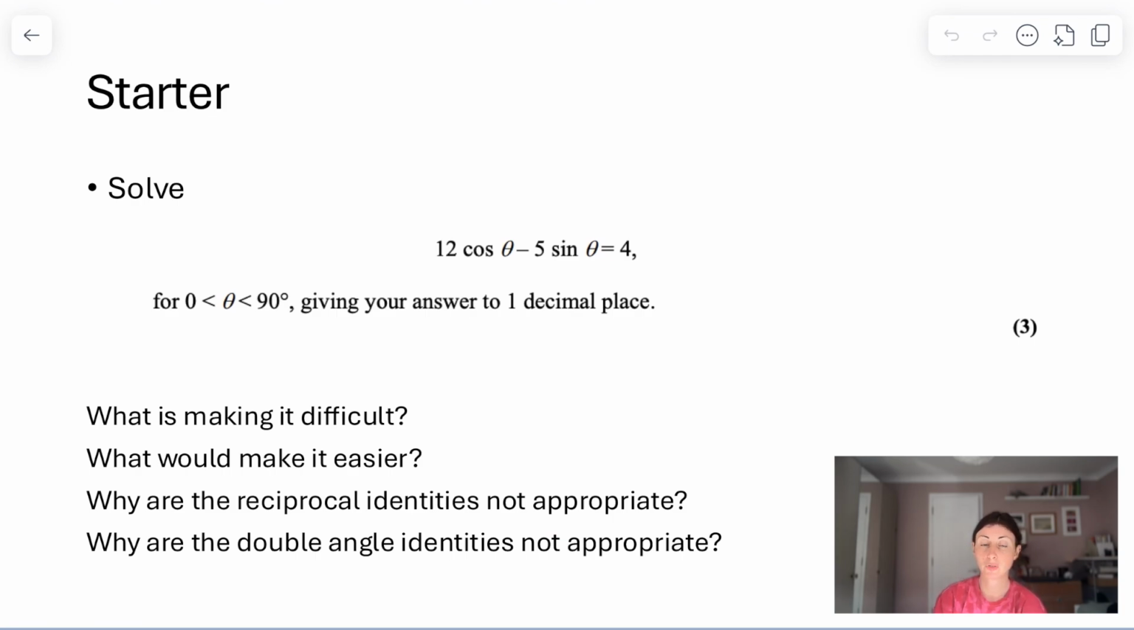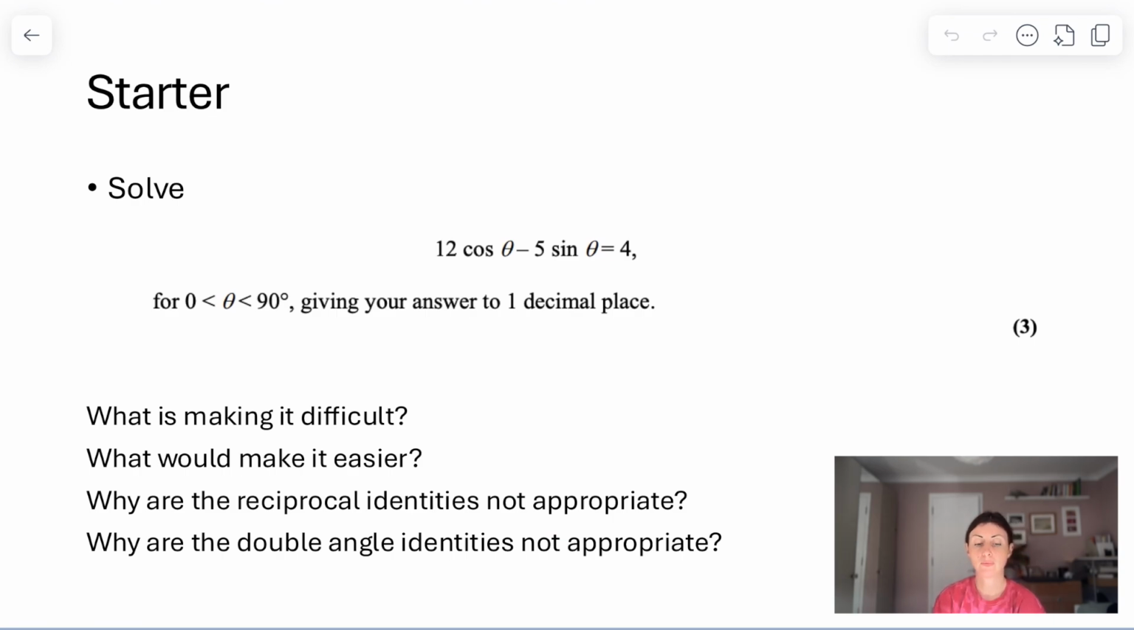If some of your students are super speedy and go ahead and solve this, I would ask them to plug their answers back in to check them. They should find that some of them are not going to balance the equation. And then I'd want to talk to them about which identities we can rule out using.